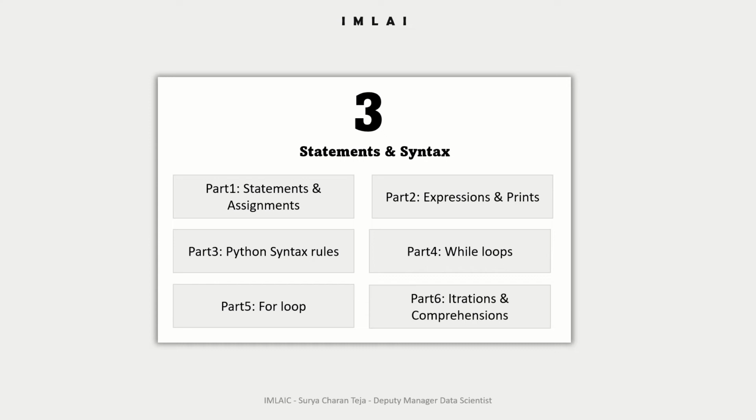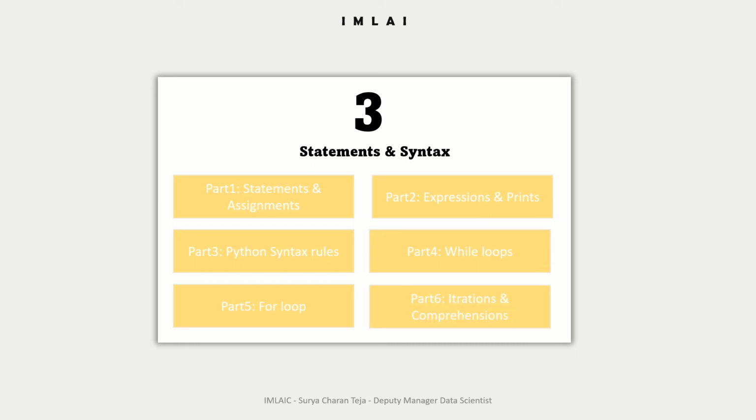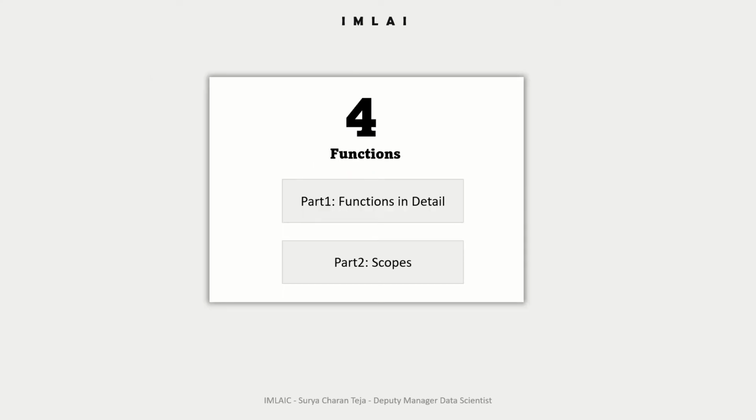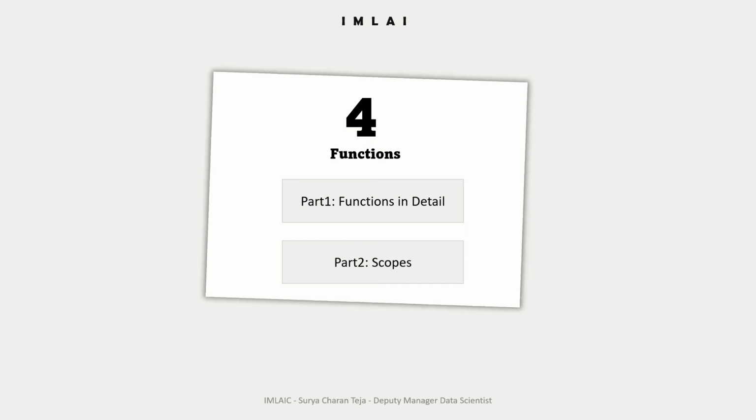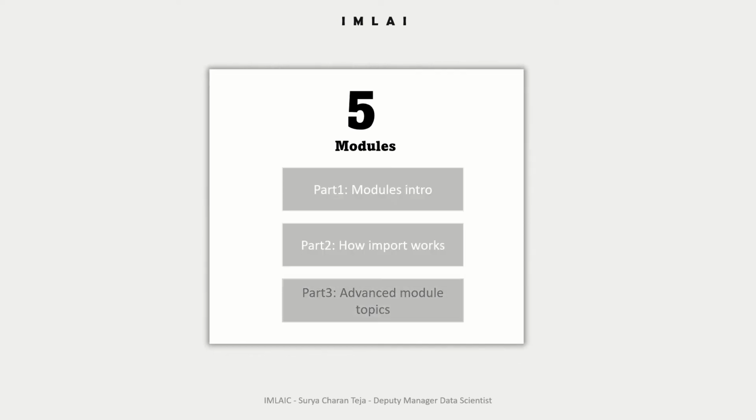Because the specific color represents a specific module's parts. That's how it works here. This is yellow, and in the beginning the menu is also yellow. The same applies to the functions module, the same applies to the modules module, and then the same applies to the classes and OOPs.